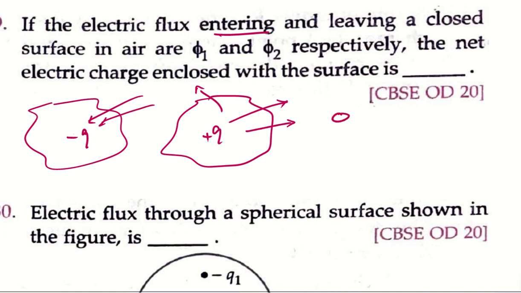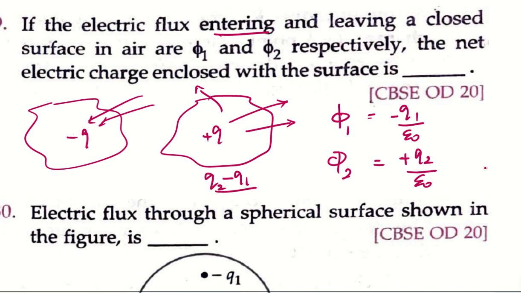So let's first write phi 1. It is actually minus q1 divided by epsilon naught, it should be minus because it is entering the surface, and phi 2 is plus q2 divided by epsilon naught. So we have to find out the net charge inside the surface. So we have to write here minus q1 plus q2 divided by epsilon naught.